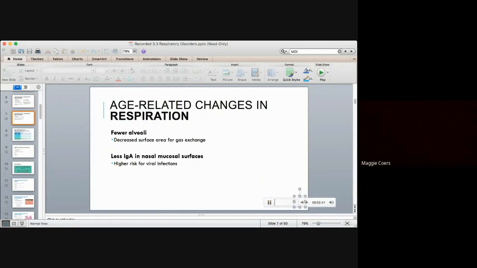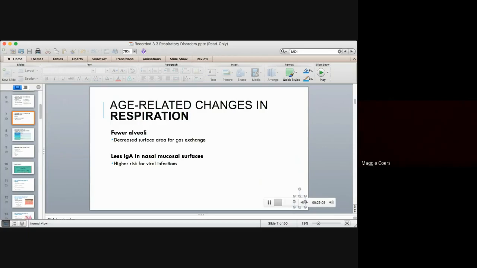So here are age-related changes with respiration. With respiration, there's really only one big change that has to do with gas exchange, and it's that there are fewer alveoli, which means overall, aging causes the older adult to have less surface area for that gas exchange altogether. So there are fewer alveoli just as a normal process of aging.